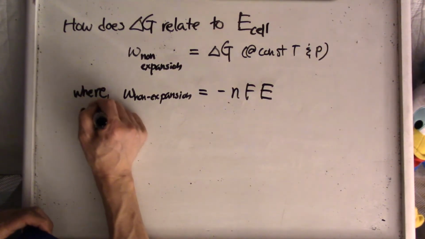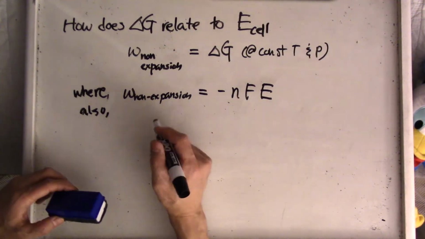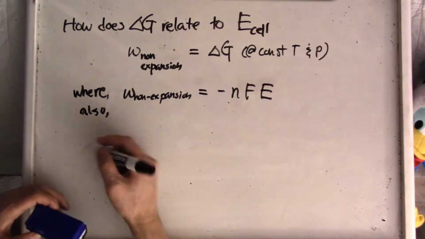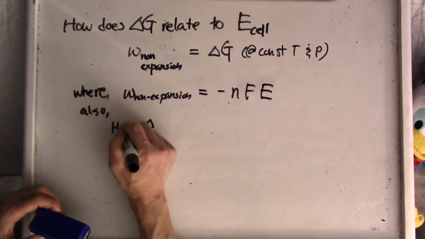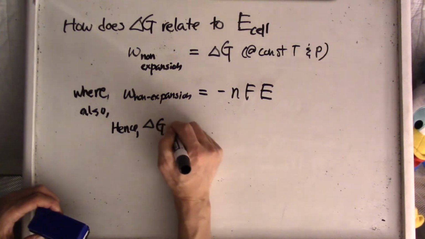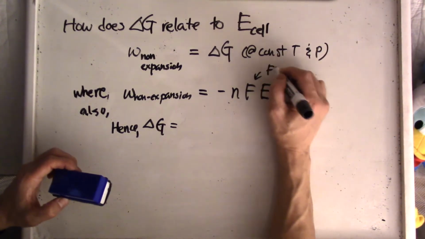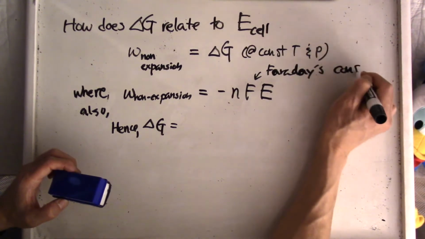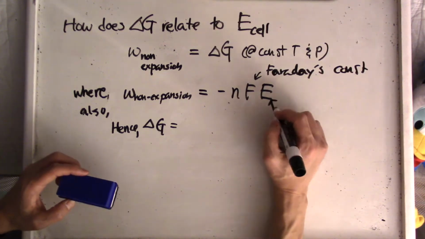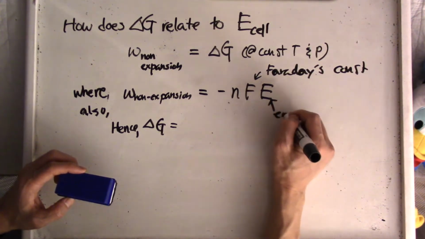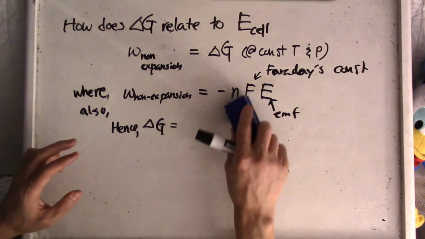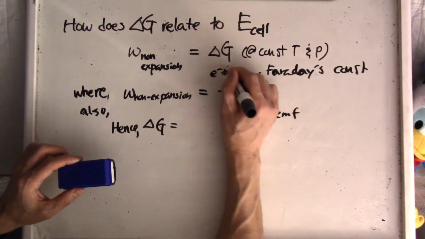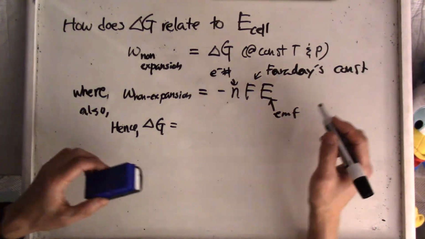Where also, I'm just going to put also, right? So that means it's like A is equal to B, B is equal to C, so A is equal to C, right? So it's like delta G, hence, delta G is equal. Oh, by the way, in nFE, just so that you know, F is Faraday's constant, I think we talked about this, and E is the electromotive force, EMF, and then n is the charge number, the number of electrons in the reaction. I'm just going to use the space right here.